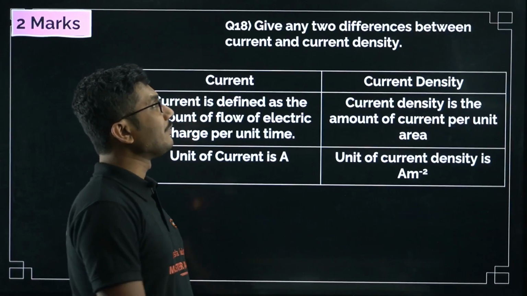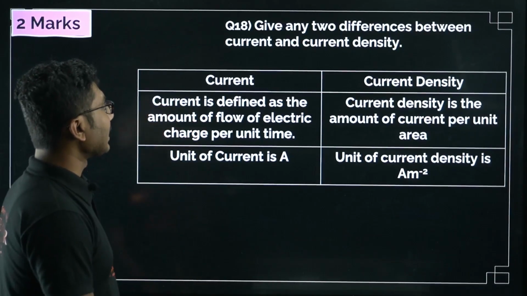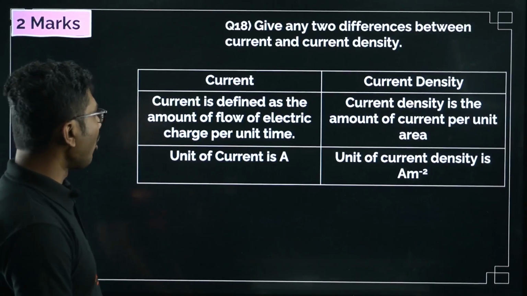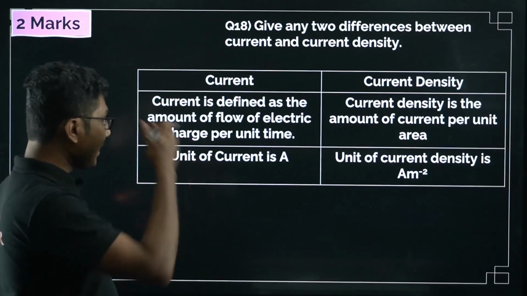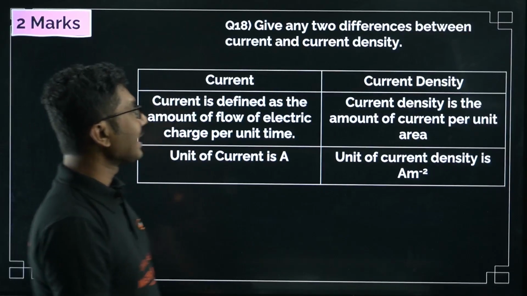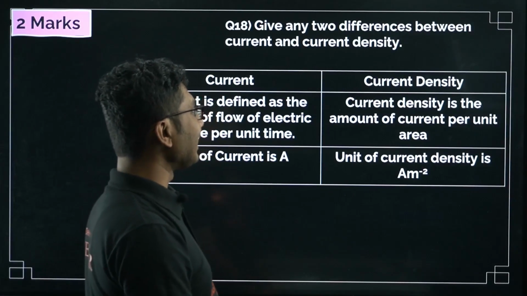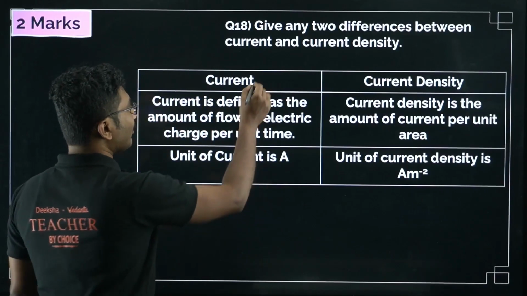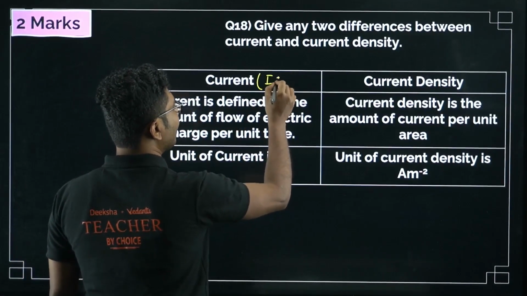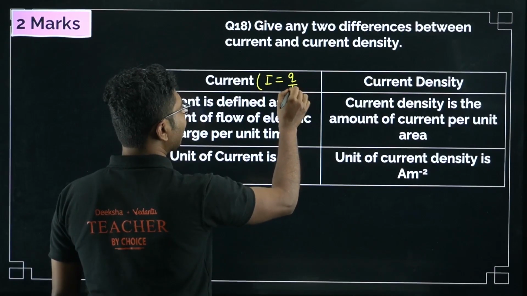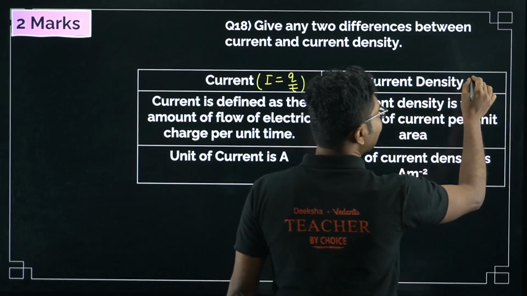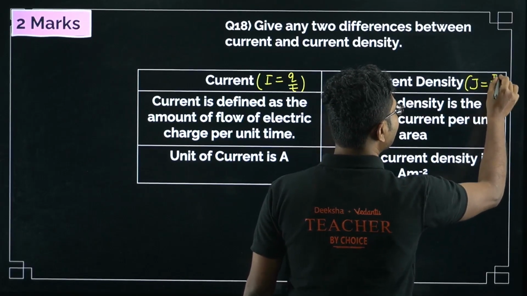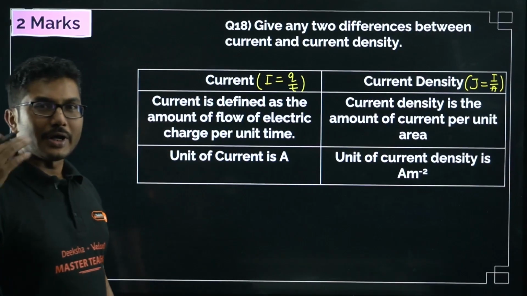Now give any 2 differences between current and current density. So current is defined as the amount of flow of electric charge per unit time. Unit of current is ampere. Current density is basically the amount of current per unit area. So current is obviously I equals Q by T. Current density is J equals I by A. If you remember this, you are done. Okay, you can answer this question.